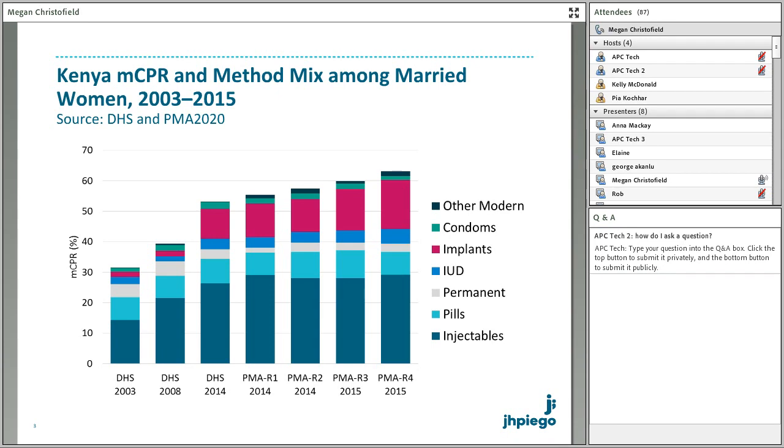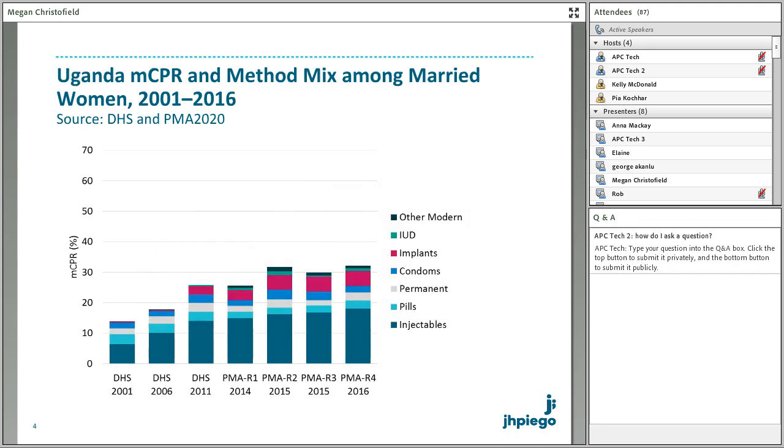So here in the Kenya example, you can see that MCPR has grown quite impressively over the past few years to over 60% of married women using modern contraception, with implants making up over 25% of the method mix. You can see how that dark pink section really grows over time. Of note, implant use also is relatively high among unmarried women, which are not represented here on the graph, at around 11% of the method mix.